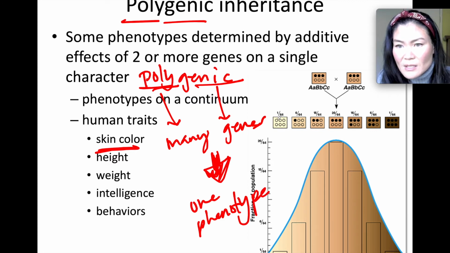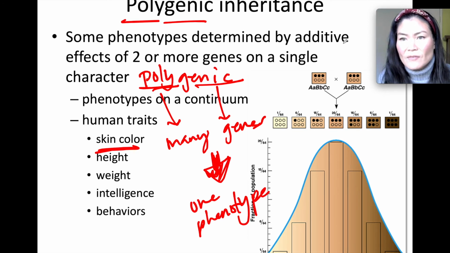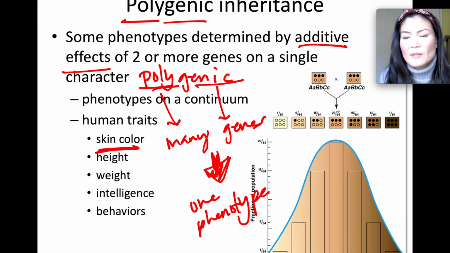In this example, it's due to 3 sets of genes, A, B, C, okay? And the more dark genes you inherit out of the 6, the darker your skin color. So it's an additive effect, an accumulation of effects. You add all of the dark genes together, and that's going to equal darker skin. If you have more lighter skin genes, then you're going to have lighter skin tone. If you have half and half, 3 dark, 3 light, then you're going to be right down in the middle. Okay? So many genes give you one phenotype, like skin color.